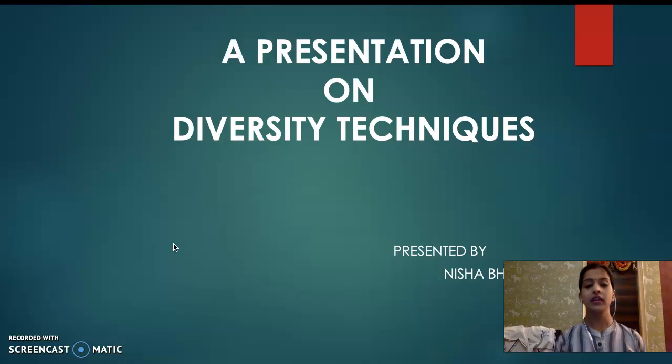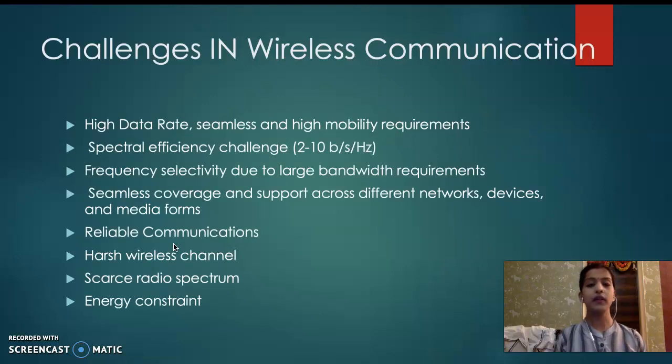In this session, I am going to present the presentation on diversity techniques. First of all, we will see what are the challenges in wireless communication.